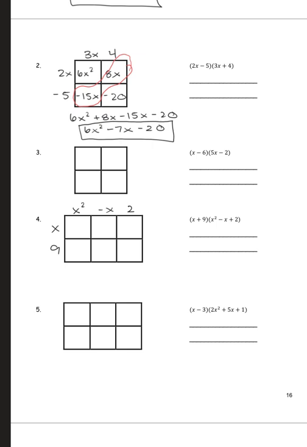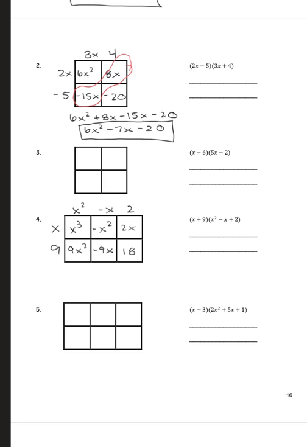So looking at the first one, I have x squared times x, which gives me x cubed. Then I have x times negative x, which gives me negative x squared. Then I have x times 2, which gives me 2x. Going to the second row, I have x squared times 9, which gives me 9x squared. 9 times negative x, I apologize, I get negative 9x, and then 9 times 2 gives me 18.